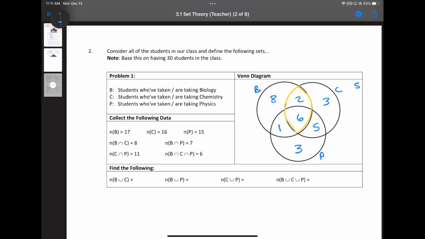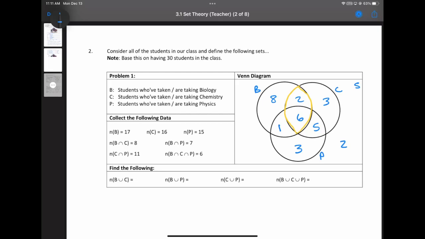Now, once we've done that, we can look at that entire diagram and say how many people total are inside those bubbles. And this is basically the number of people that are taking one of those 3 sciences. And I think if you add them all up, you're going to get 28. So we got 2 on the outside, which means there are 2 students in the class that are taking none of the sciences. So maybe they're art students, maybe they're pure math students, maybe they're something else, but they're not taking any of those 3 sciences.